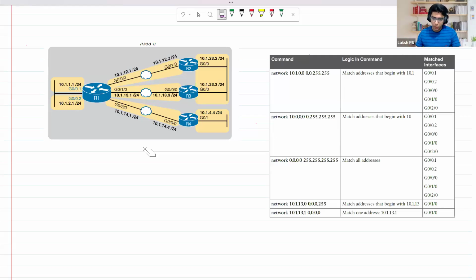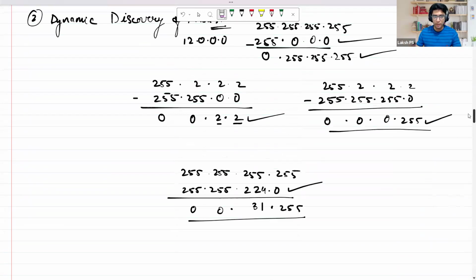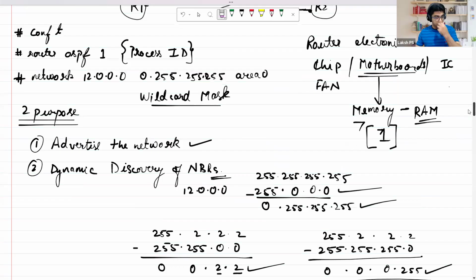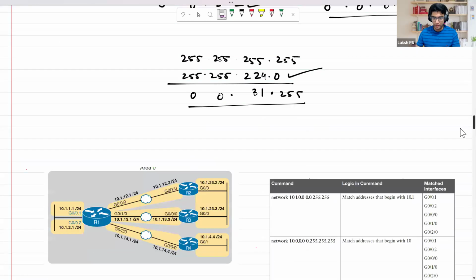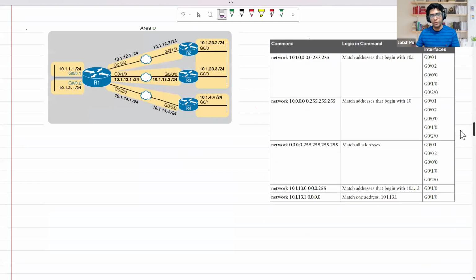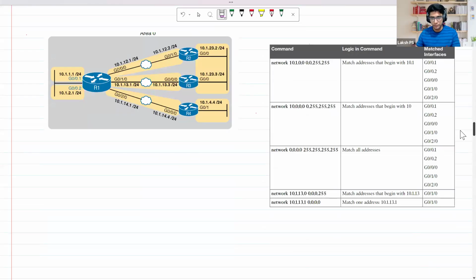Tomorrow we'll look at this particular network command and wildcard mask combination, and then we'll proceed further. As I said, my agenda in today's class was to give you the idea of the first purpose, advertising the network: how OSPF is advertising the network, and how different routers' routing tables are getting populated through those advertisements.